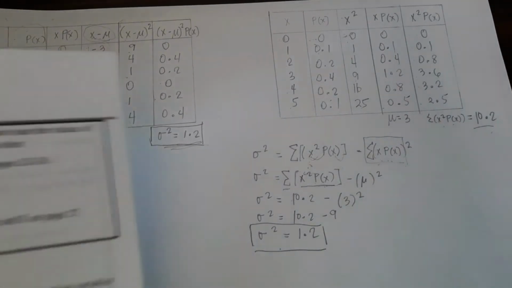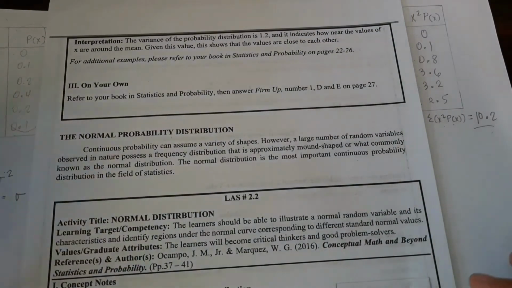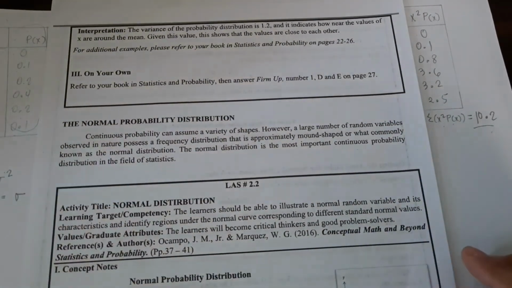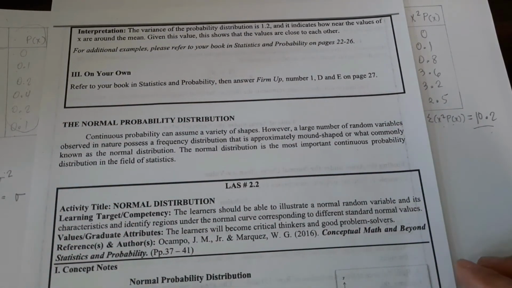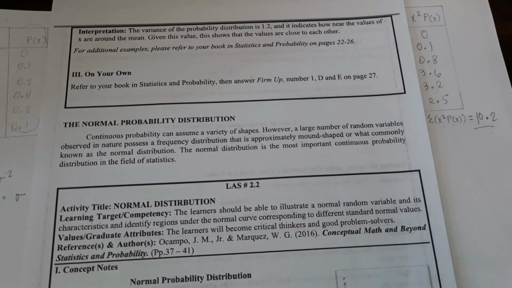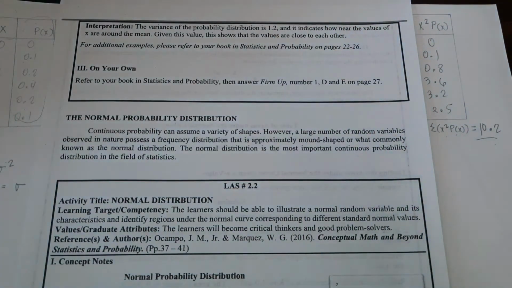So, for another example, ayan, so balik tayo sa module. So, for another example, meron sa book, sa page 22 to 26. Ayan, so, eto, kung meron kayong libro, ganito po yung libro ninyo. Ayan, so, sa page 22 to 26 ninyo, ayan, so, buksan natin.